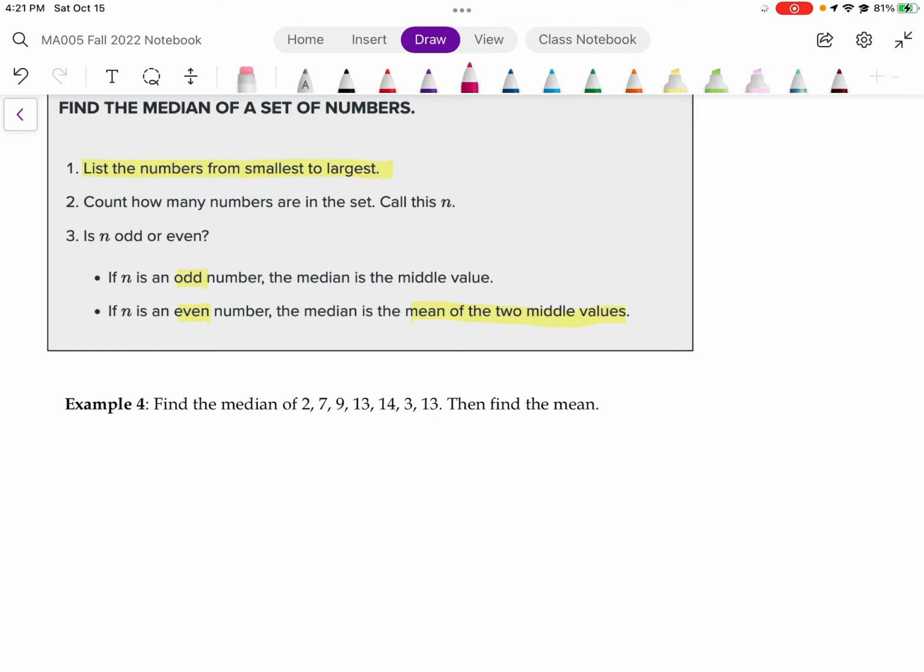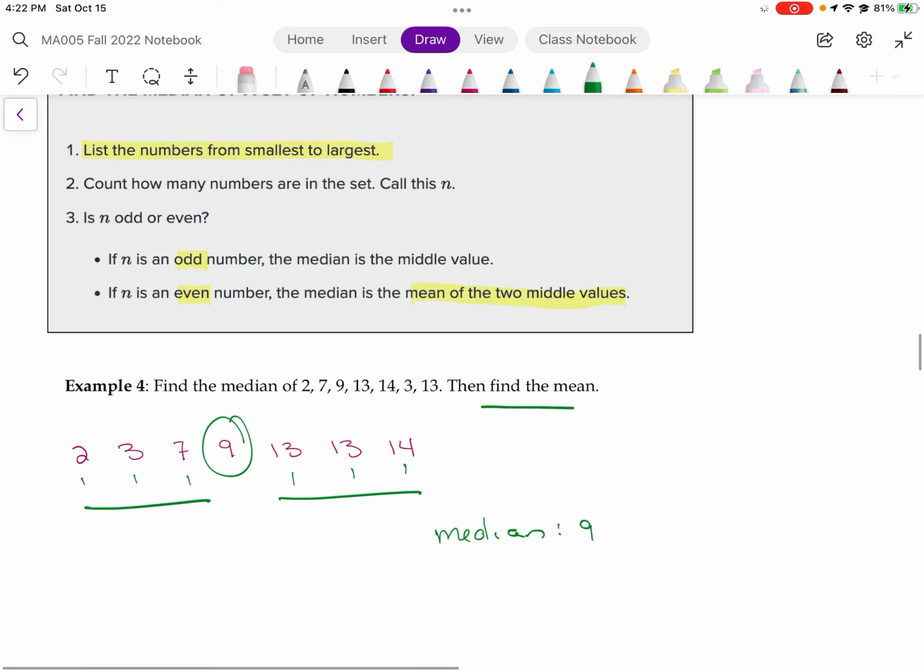So you've got to write them in order. All right, so when I wrote this in order, I got 2, 3, 7, 9, 13, 13, 14. Okay, so you're going to count. Here's a 1 on the outside, 2, 3, and I'm left with this one in the middle. So I've got 3 over here and 3 over here. So the median is 9.